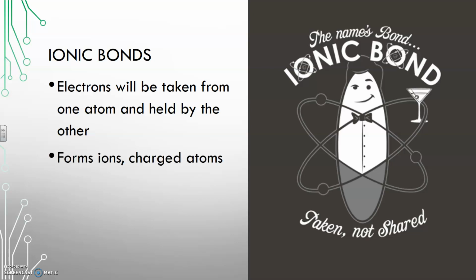This forms your ions, which are the charged atoms. The positive ion is actually called a cation, and it's positive because it's lost electrons. That may not sound right, but you have to remember that electrons are the negative charge. So if it loses a negative, it becomes more positive.